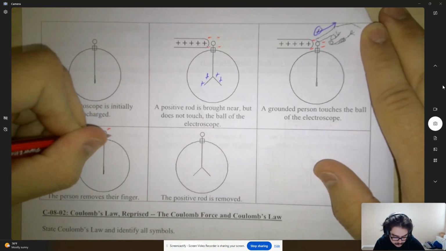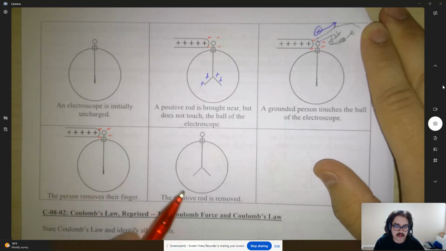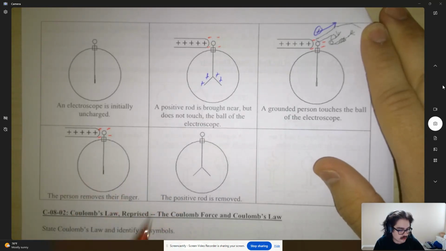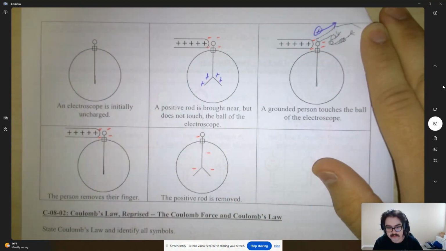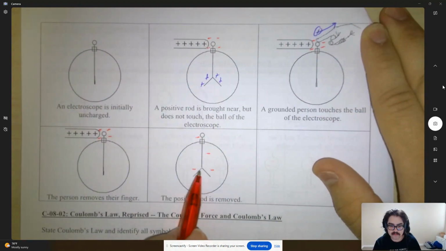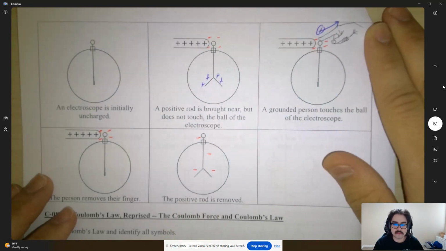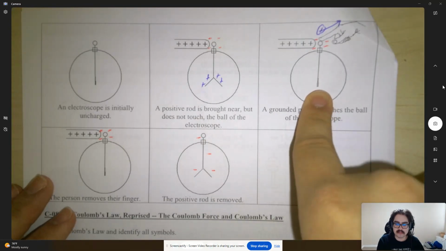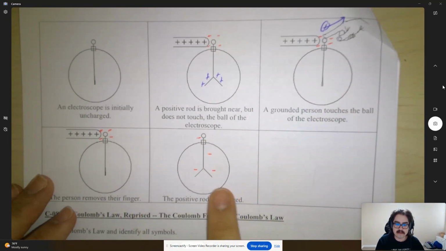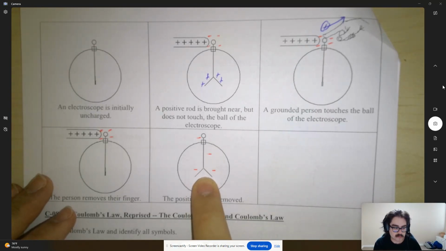Okay, and then you'll notice too that when the rod is removed, those charges will then equally distribute themselves throughout the system, and then these two leaves have the same sign again, which is why they're still separate. Okay. So you'll notice that they initially separate here, then all the positive charges are gone, so they come back together, close, and then because the charges are now equally distributing themselves, they're going to now separate from each other because they have the same sign. Okay?